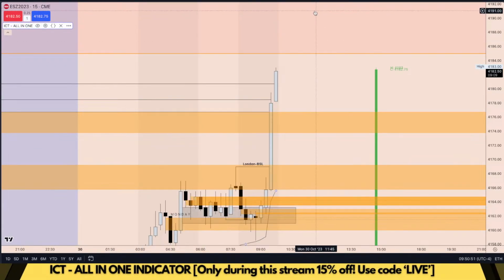We have FOMC week, with FOMC news on Wednesday and NFP news on Friday. Monday we already see an expansion to the upside.